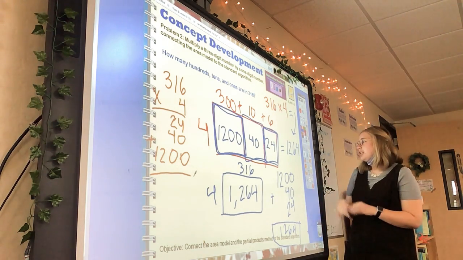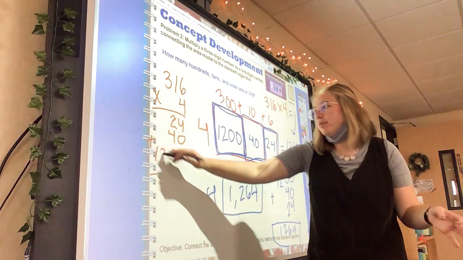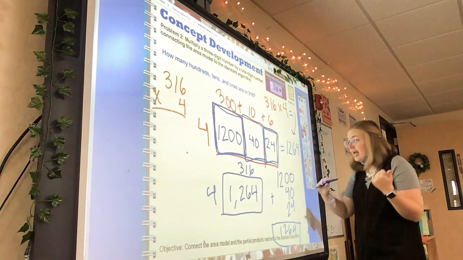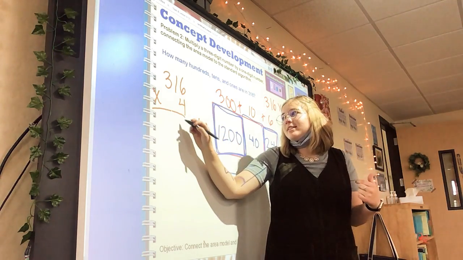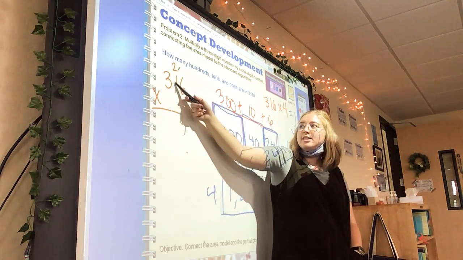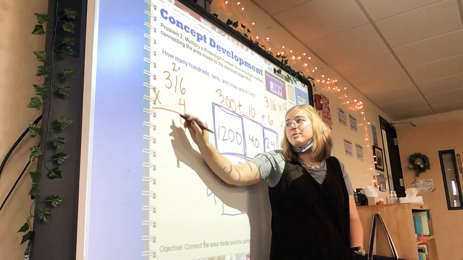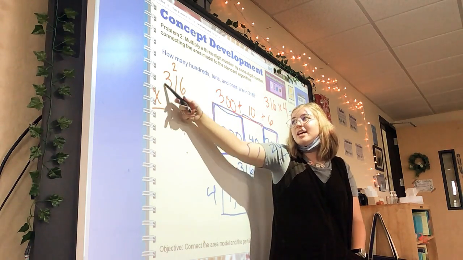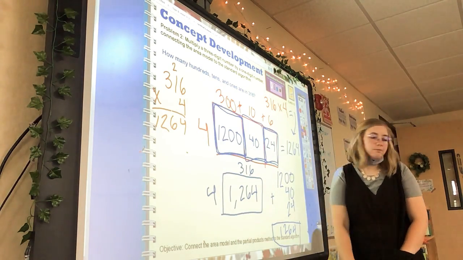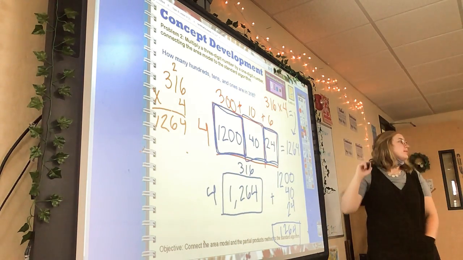And then if we were to do just the regular standard algorithm, which you will do a little bit today, it's what you guys did for homework last night. 4 times 6 is 24, so the 2 carries over. 4 times 1 is 4, plus 2 gives me 6. And then 4 times 3 is 12, so there is our final answer. All right, questions about this problem?